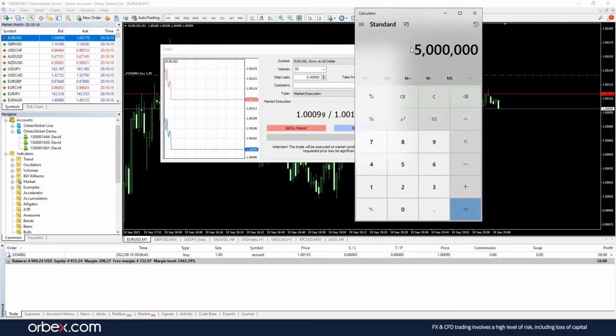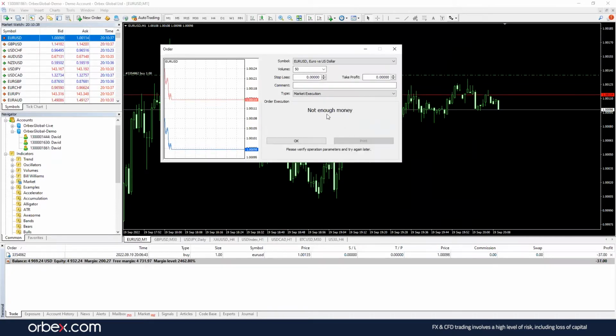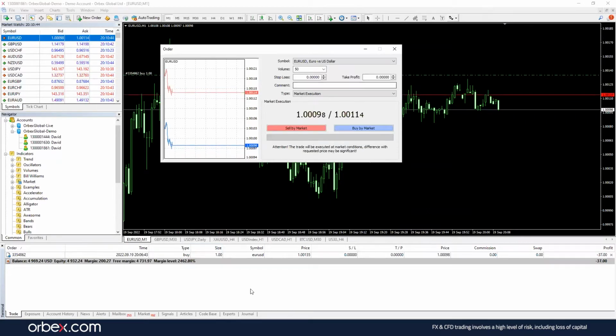So that's 5 million. Then we multiply it by the price, which at the moment is 1.00135, and then we divide it by 500, which is my leverage. So I would need just over $10,000 to open that particular trade. As you can see, at the moment my equity is just below $5,000. That's the reason I'm getting that particular message, "not enough money". So that will tell you, if you don't have enough funds in your trading account, this is the reason why you will get this particular message.